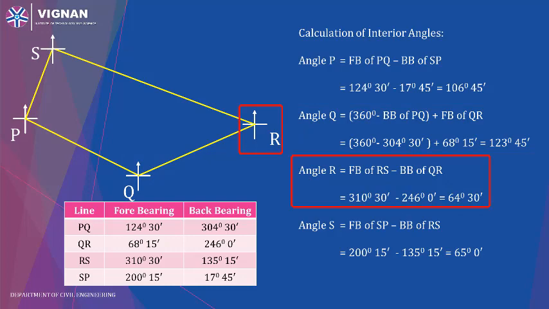Angle R can be calculated as fore bearing of RS minus back bearing of QR. Angle S can be calculated as fore bearing of SP minus back bearing of RS. Angle P is calculated as 106 degrees 45 minutes, angle Q as 123 degrees 45 minutes, angle R as 64 degrees 30 minutes, angle S as 65 degrees. We have discussed in the previous class how to calculate the interior angles.